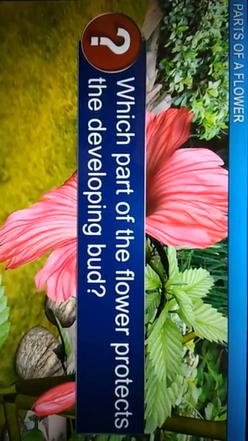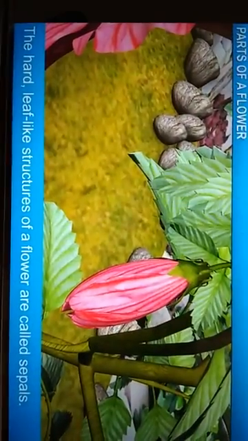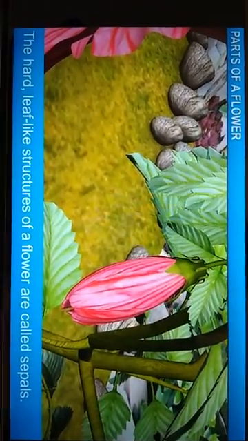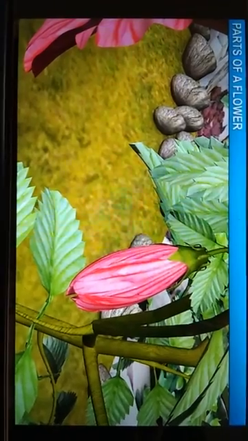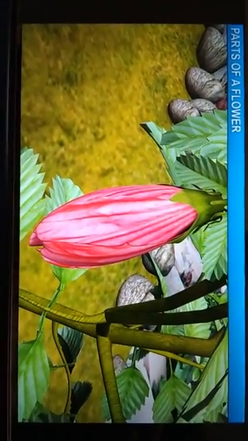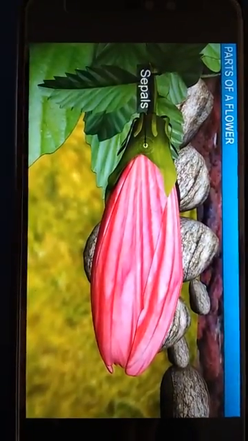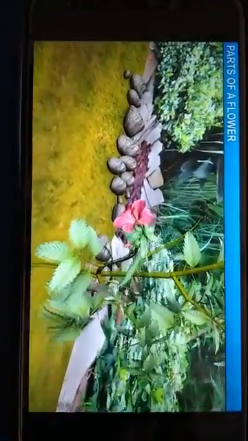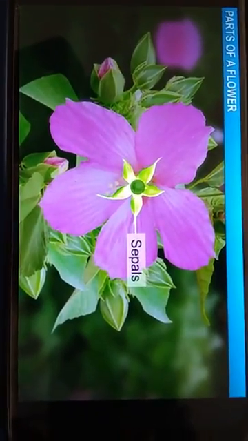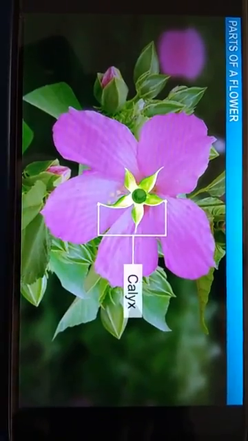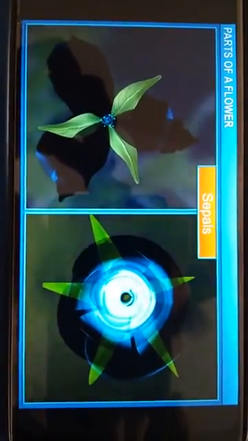Which part of the flower protects the developing bud? The hard, leaf-like structures of a flower are called sepals. They are at the base of the flower and protect the bud before it blooms into a flower. Sepals are generally green in color, and the hibiscus flower usually has 5 sepals. The sepals are collected in the calyx. The number of sepals varies in different flowering plants.